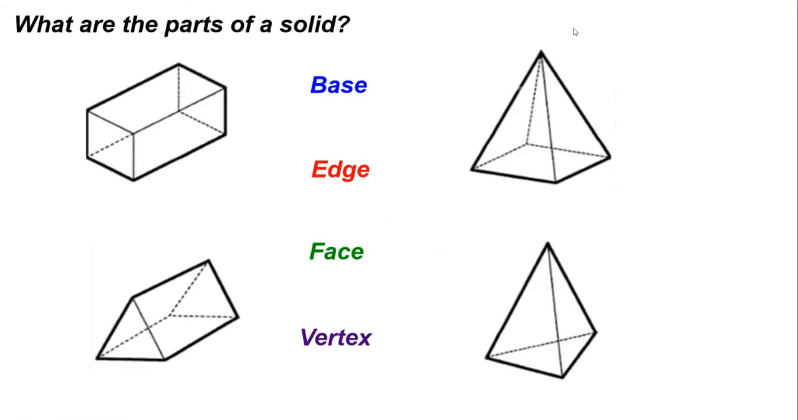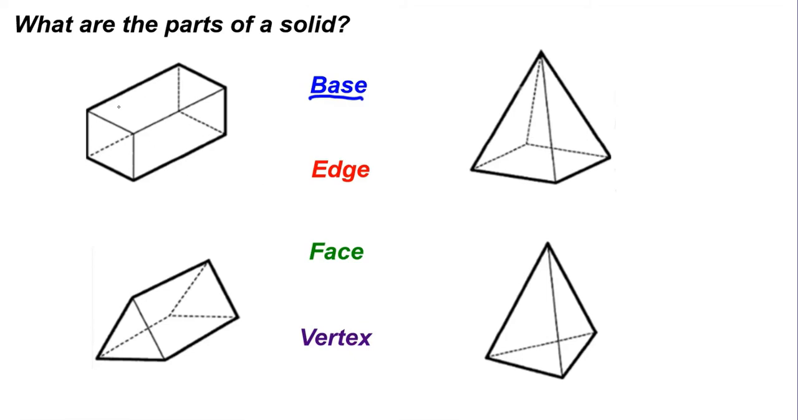So what are all the parts of a solid? So solids have pieces and parts, and we need to know the names of those. And the first one would be the base. We've been talking about bases before. And the base is really something that defines a solid. It really describes what type of solid you're talking about. So it's important to be able to identify the base.